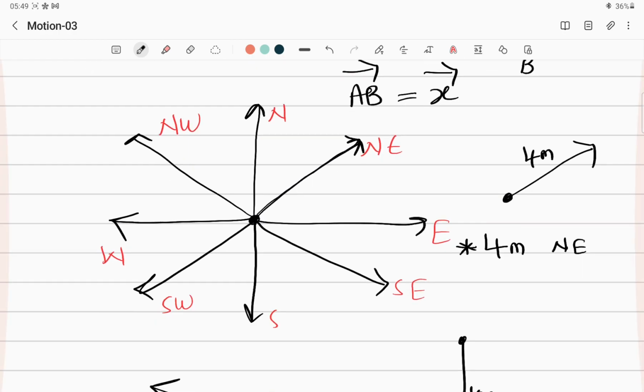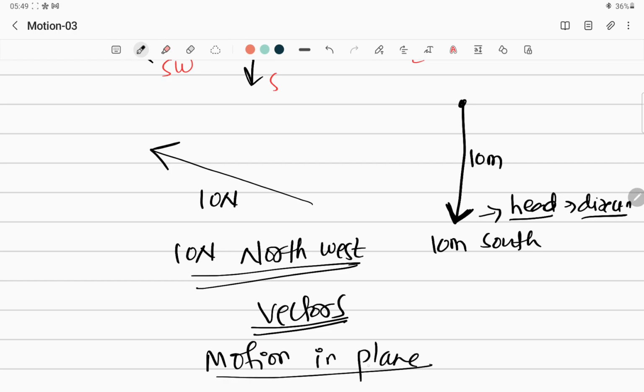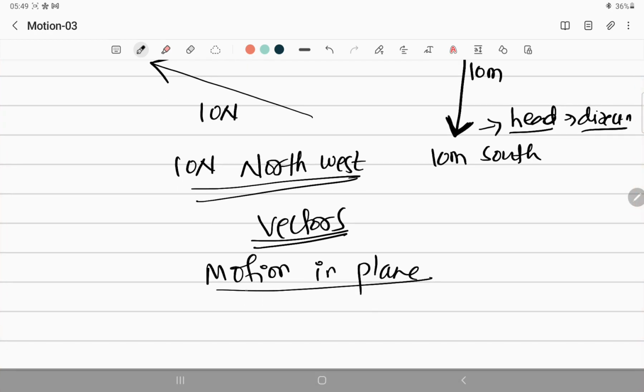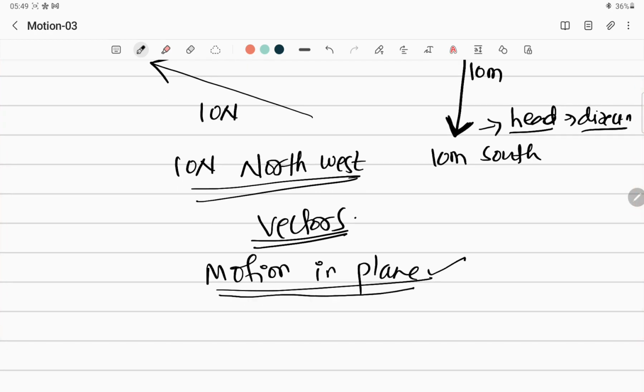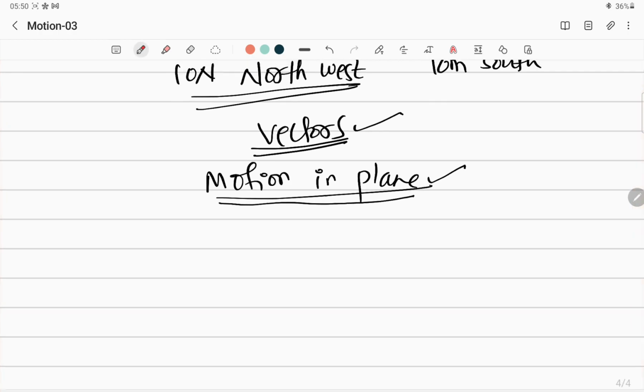There are so many things. There is a separate chapter called vectors in 11th class. The name of that chapter is motion in a plane. We are going to study about motion in a plane, or vectors, in the further classes. I hope the things are understood easily.